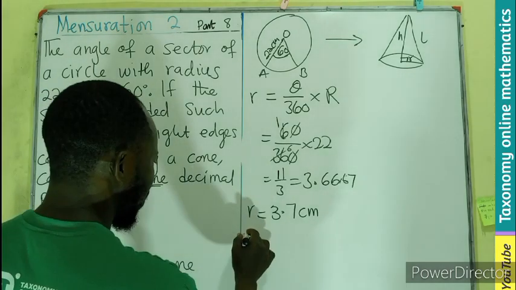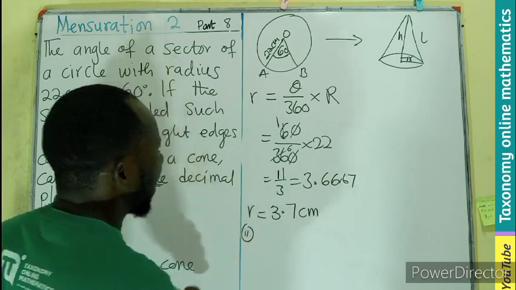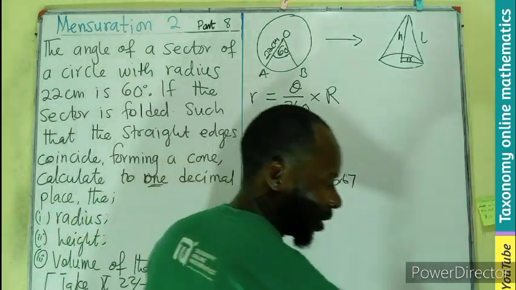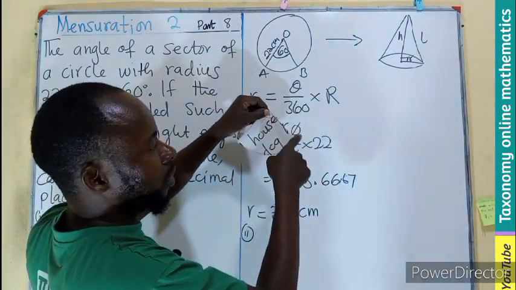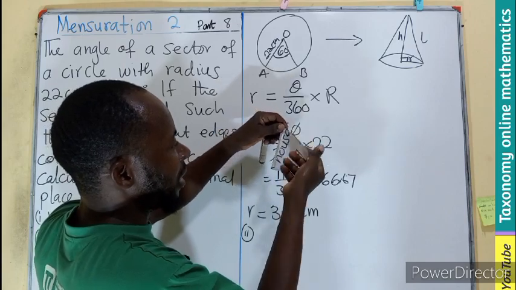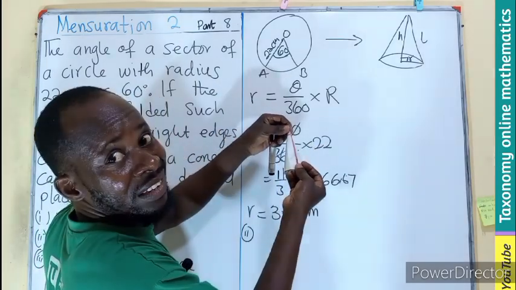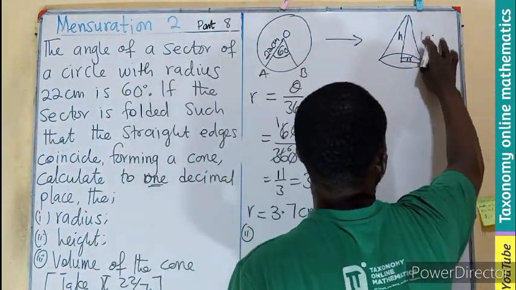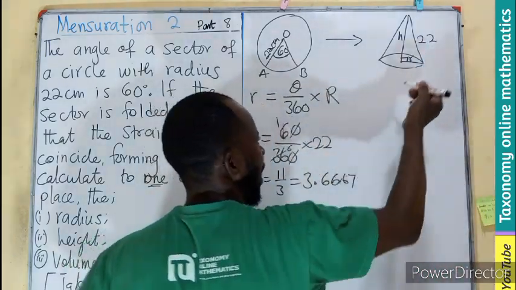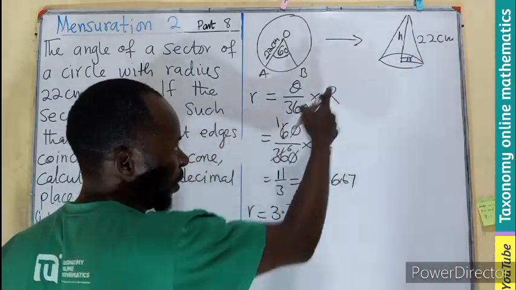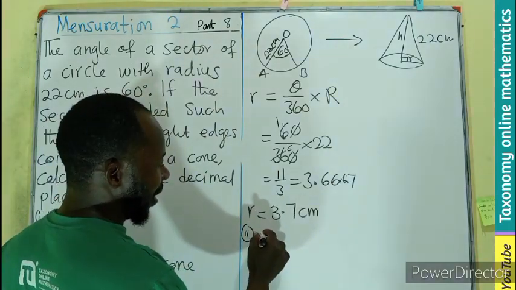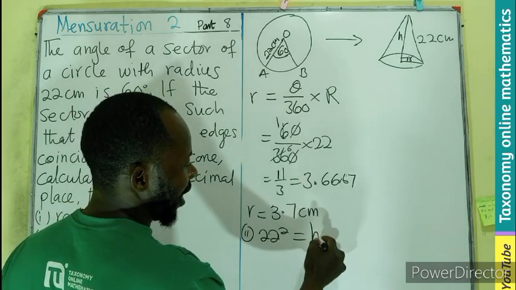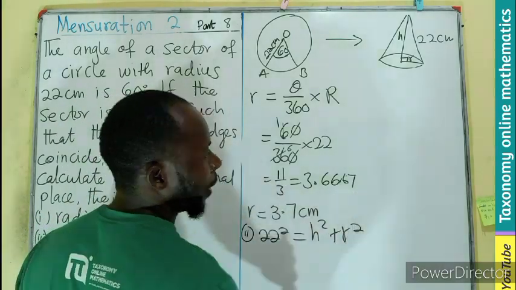What about the height? Number 2. We are looking for the height. We also need to know the slant height. Do we know the slant height? If we take this as the radius, when you fold it back, that radius gives you the slant height. So this is the slant height of the cone. Therefore, this is just going to be 22 centimeters. So from this diagram, we have 22 squared equals h squared plus r squared.